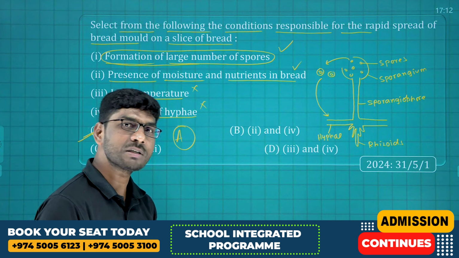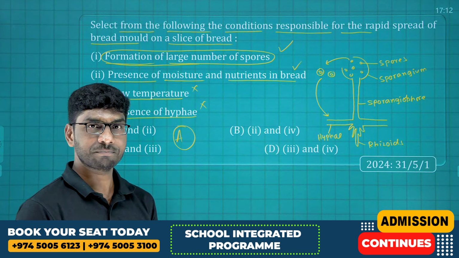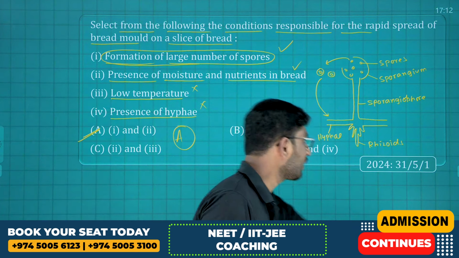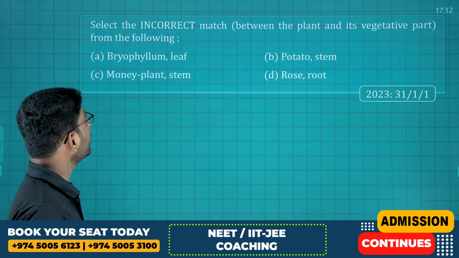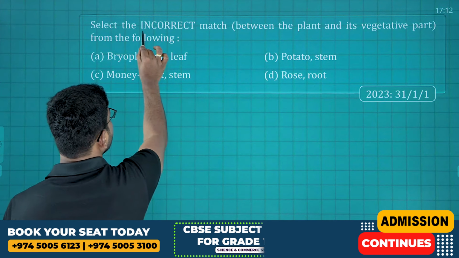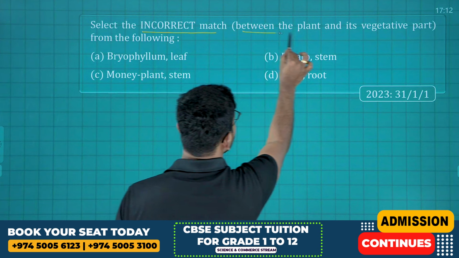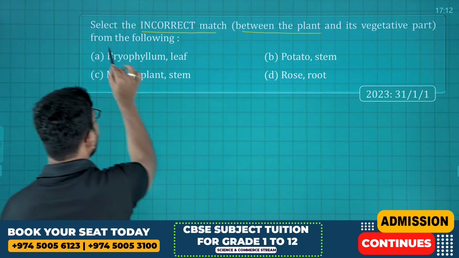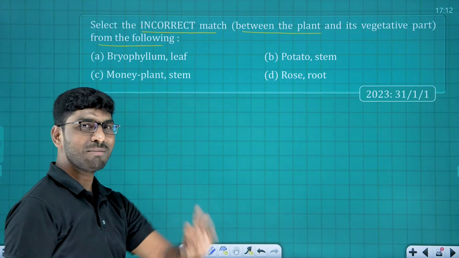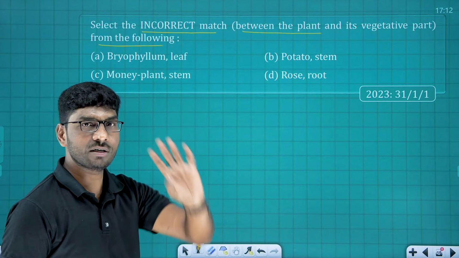Black mold, or we can say pin mold. It is Rhizopus. Then next question. Look at the next question. 2023. Select the incorrect match between the plant and its vegetative parts from the following. They are asking to select the mismatch, right? It is the incorrect one.